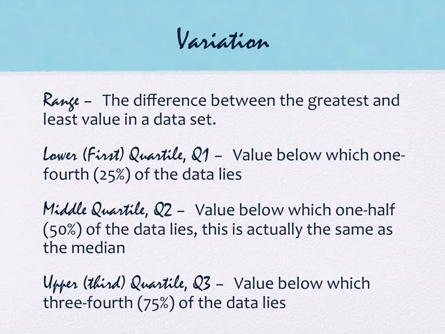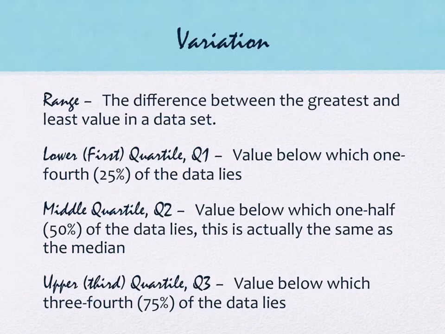The middle quartile is the same as the median, the value below which 50% of the data lies. And then the upper quartile is the value below which 75% or 3/4 of the data lies. Or you could equivalently say it's the value that is like the lower end of the top 25%. You could say it from that perspective too, and it would be correct.